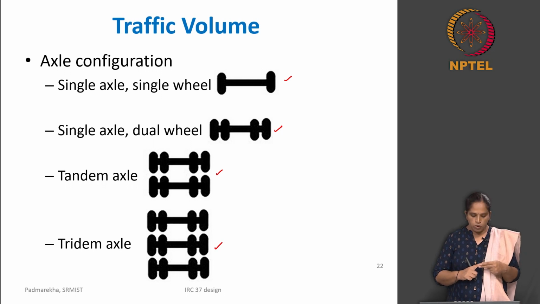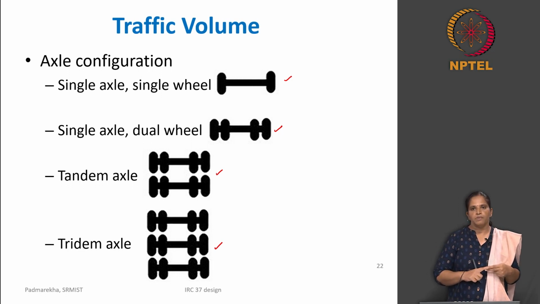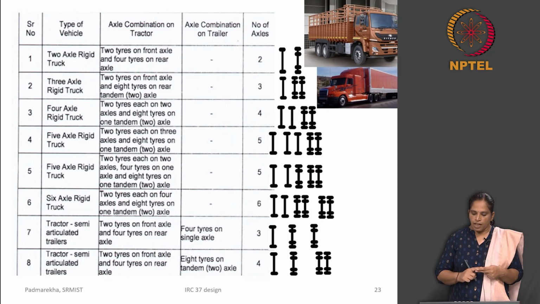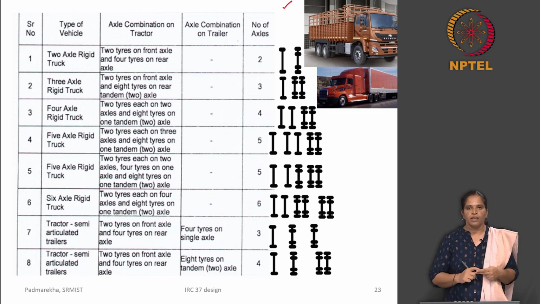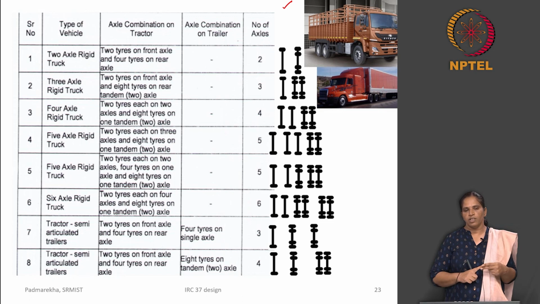IRC 37 uses tandem axle as 2 repetitions of a single axle dual wheel and considers tridem axle as 3 repetitions of a single axle dual wheel. So these are 16 different classifications of vehicles that are using Indian highways. You can see that these classifications are grouped under 3 major groups. One is rigid truck, the second one is semi-rigid truck, and the third one is tractor trailer units. Each truck has a different number of axles varying from 2 to 6 and different axle configurations.